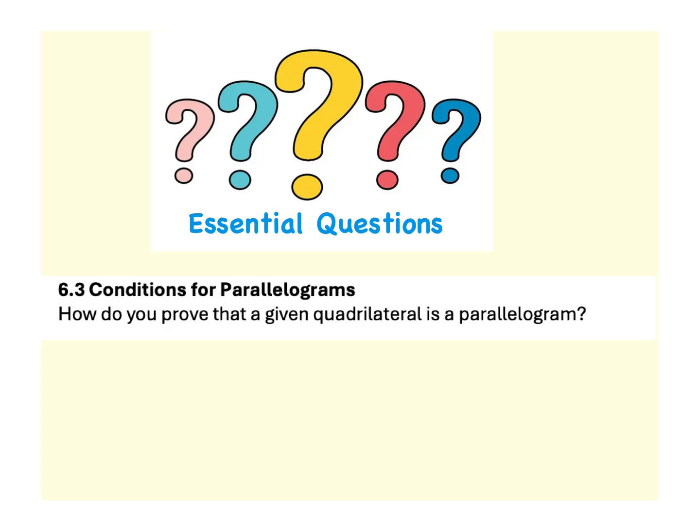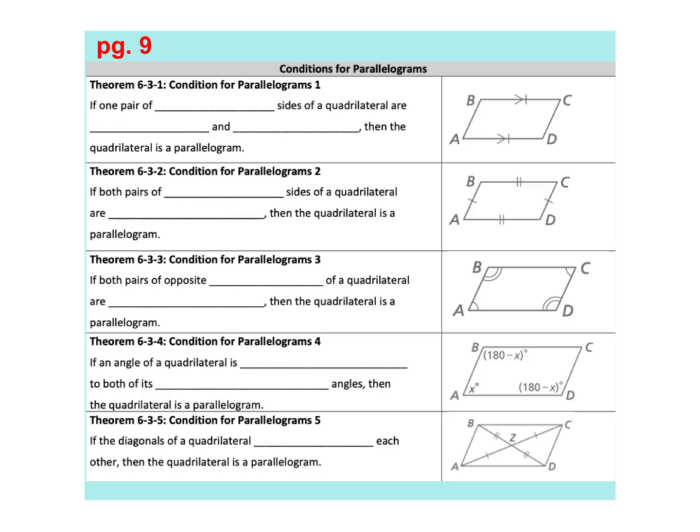Hello, in this video, we're going to be going through lesson 6.3 on conditions for parallelograms. The essential question that we'll answer is how do you prove that a quadrilateral is a parallelogram? There are 5 different conditions for parallelograms, and each of these conditions is a way to prove that a quadrilateral is a parallelogram. Let's start with the first condition.